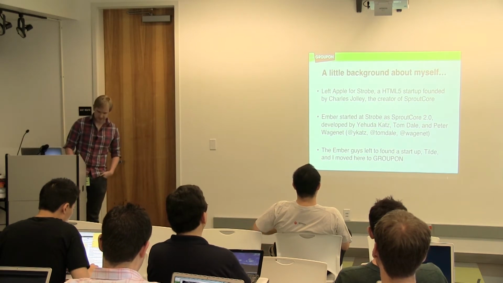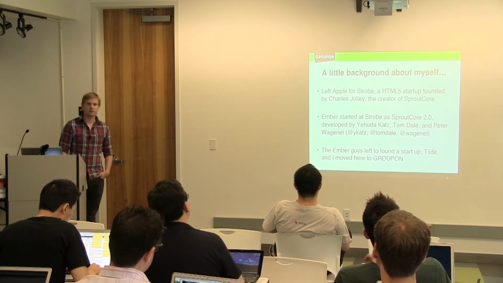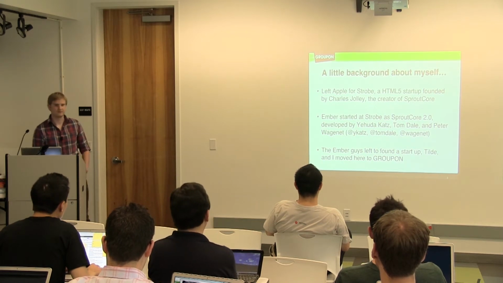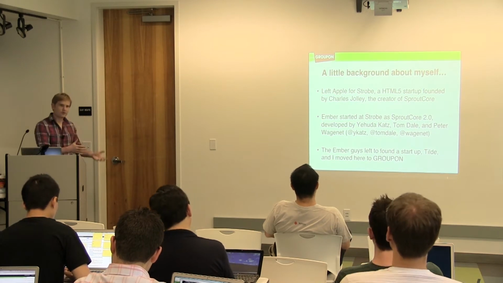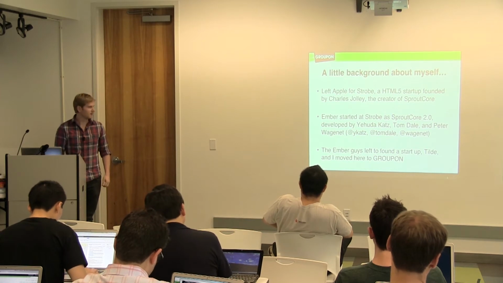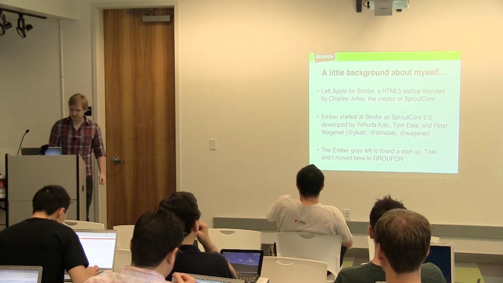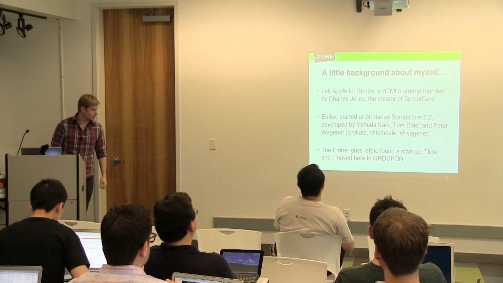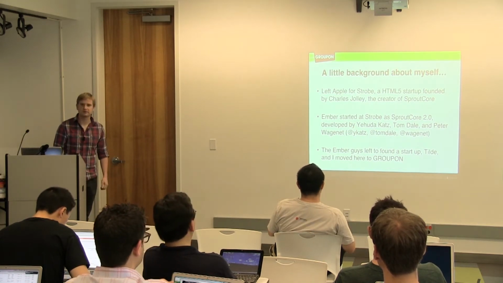Basically, the idea was that SproutCore has a lot of really cool things, but you don't want to download 1.5 meg of JavaScript onto your client before you have to use it. So the idea was to come up with a more lightweight framework that has the ideas of SproutCore, and then make that into something that's very good for mobile devices. That was started at Strobe by Yehuda Katz, Tom Dale, and Peter Wagenet. Those guys left Strobe. I left Strobe to go to Groupon, and here I am.